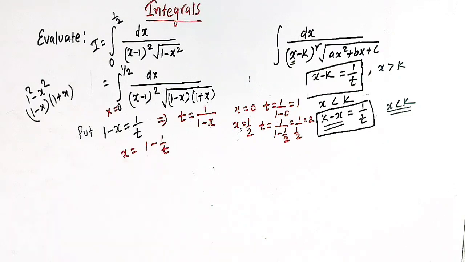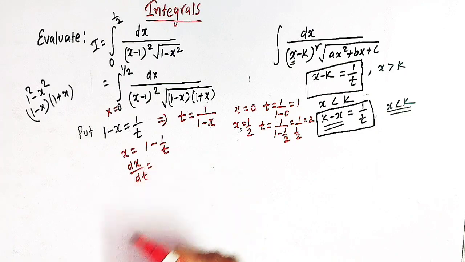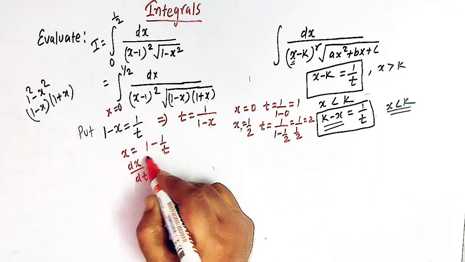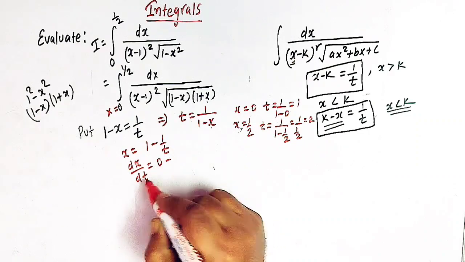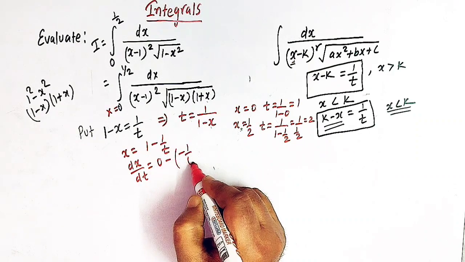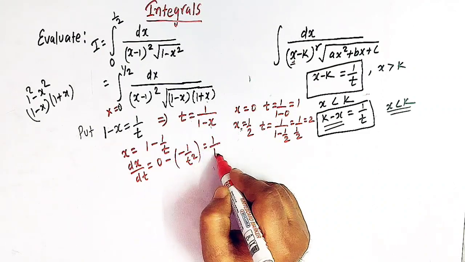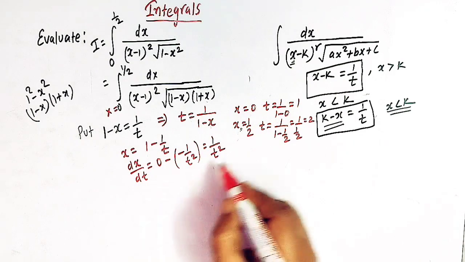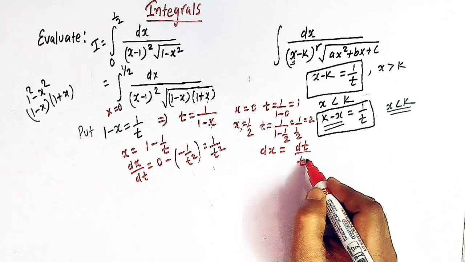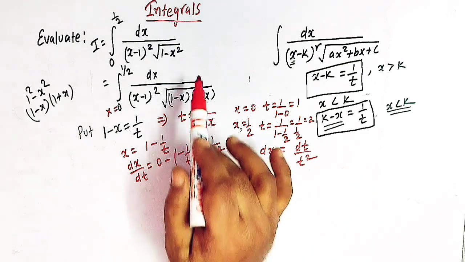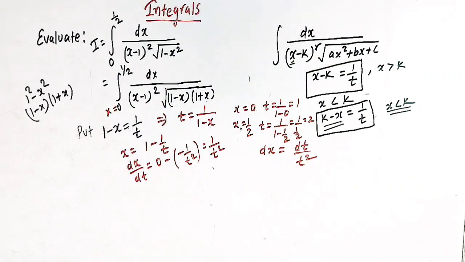Let us differentiate x with respect to t. We have dx over dt equal to the derivative of 1, which is 0, and the derivative of 1 over t with respect to t is minus 1 over t square. So minus minus is plus, and we have 1 over t square. Now dx can be written as dt over t square. Now let us rewrite this integral I in terms of t.